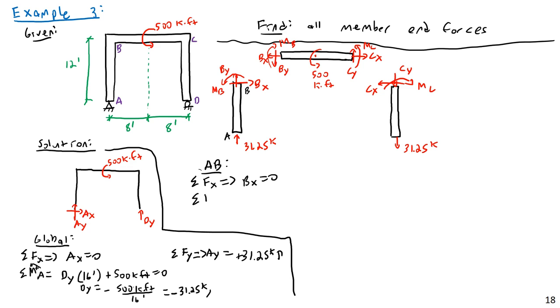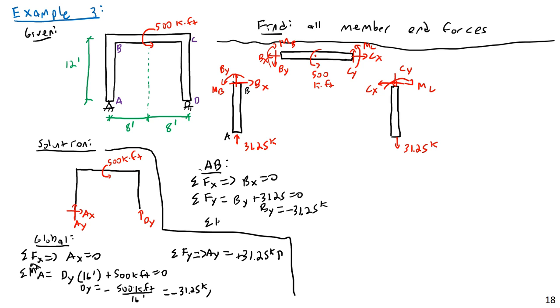Let's do a summation of forces in the y direction. That tells us, if I have By plus 31.25 equals 0, then By is equal to negative 31.25 kips. So we actually assumed the wrong direction for By. It's actually going to be pointing downward on column AB and upward on beam BC.